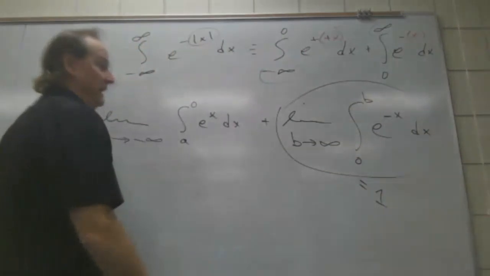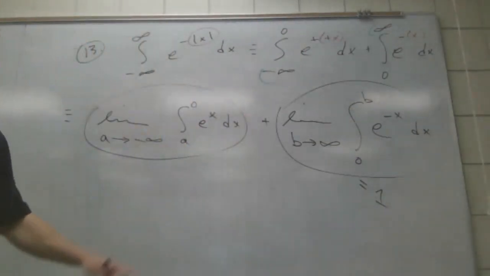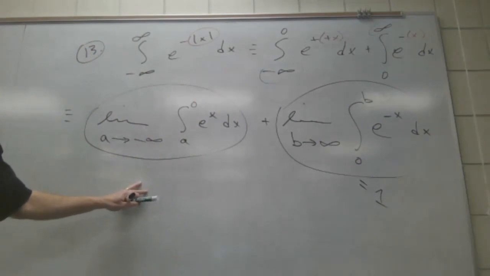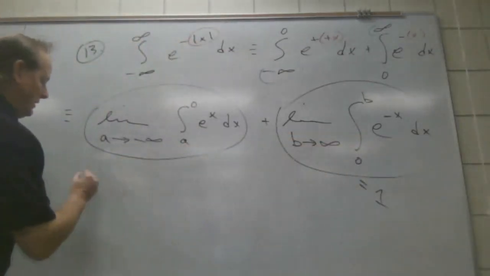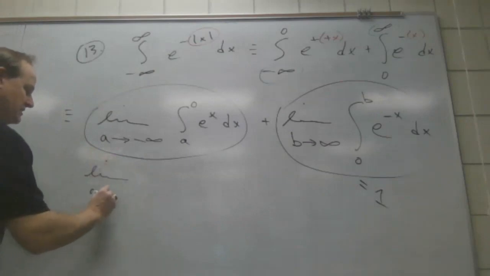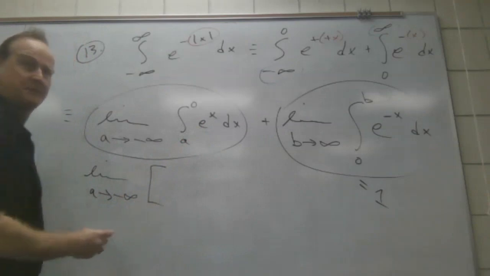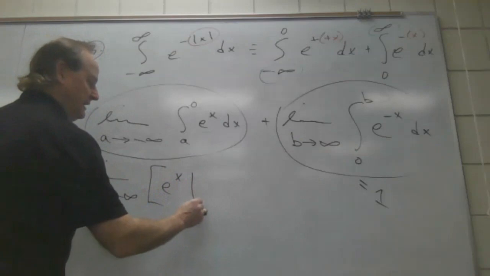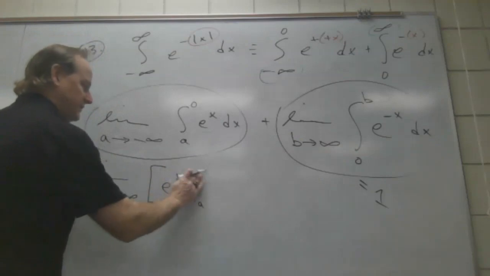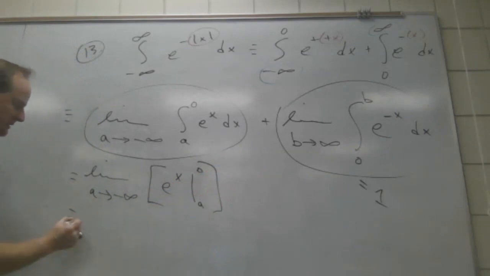Rewind the video. Okay. What's this one equal though? We've got to figure this one out. So is this also going to equal 1 or do we know? We don't really know, do we? This is 1 over e to the x. Let's figure this out. So this is going to be the limit as a goes to negative infinity of, what's the antiderivative of e to the x? E to the x evaluated from a to 0.